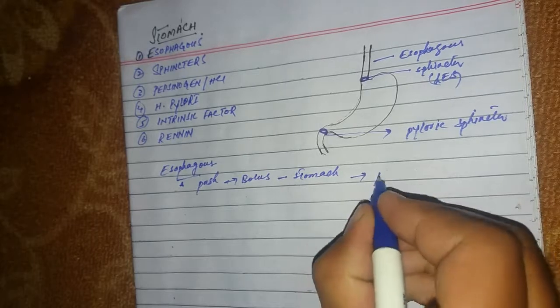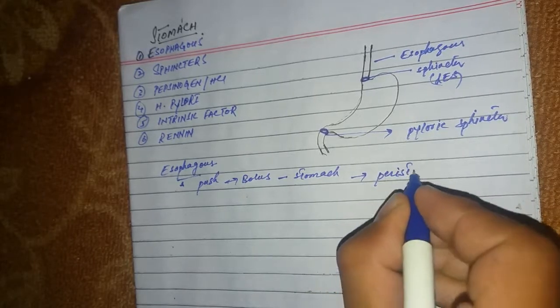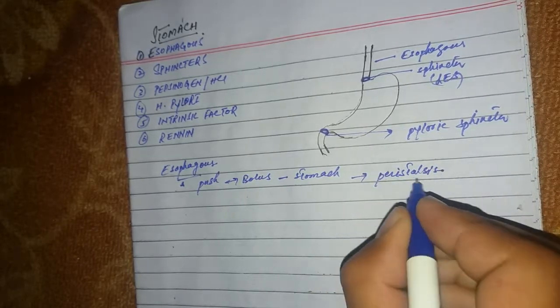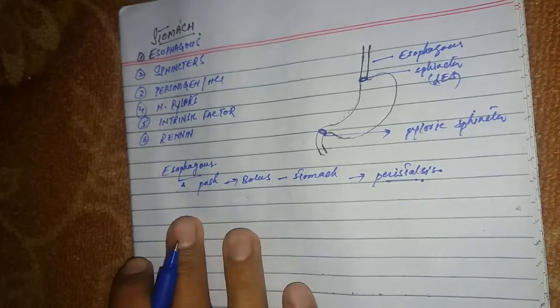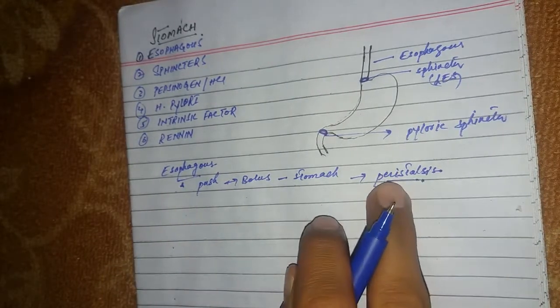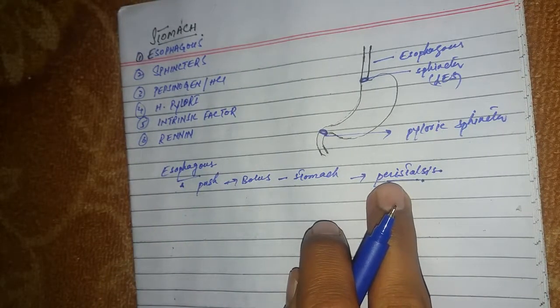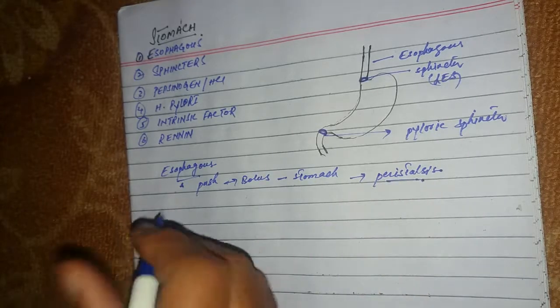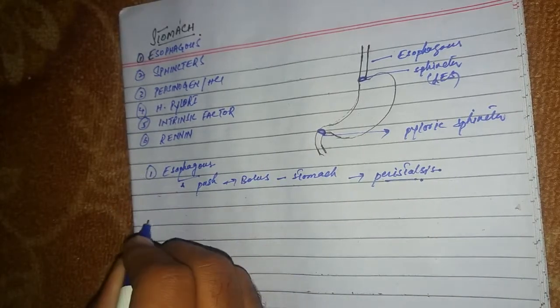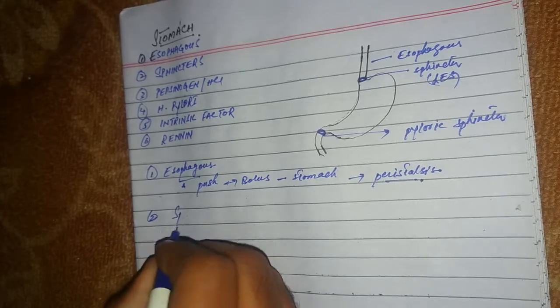How does it push the bolus of food to the stomach? Through peristalsis. Rhythmic contraction is known as peristalsis. Now we are moving towards our main topic, that is the stomach. Sphincters.